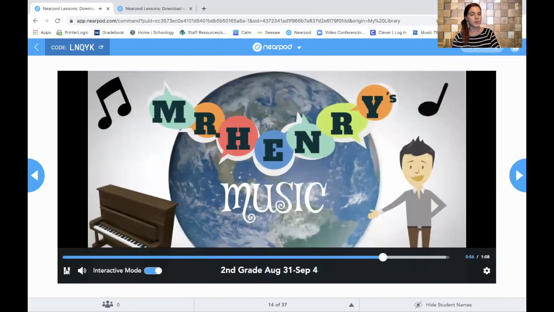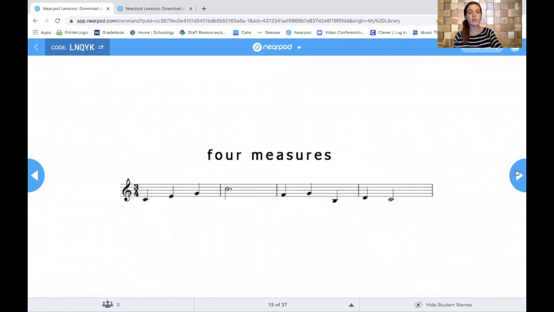Okay, so like the video said, measures are like the houses that a note lives in. So let's look at this piece of music right here. How many measures? It tells you right here on the screen, but I still would like you to count how many measures you see here. I'll let you think for about 10 seconds and then we will count them together. Okay, let's count them. 1, 2, 3, 4. We have 4 measures.